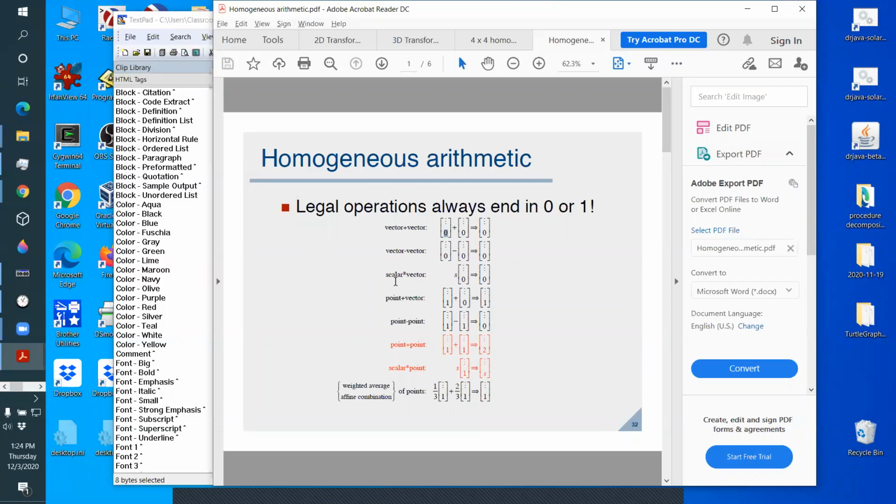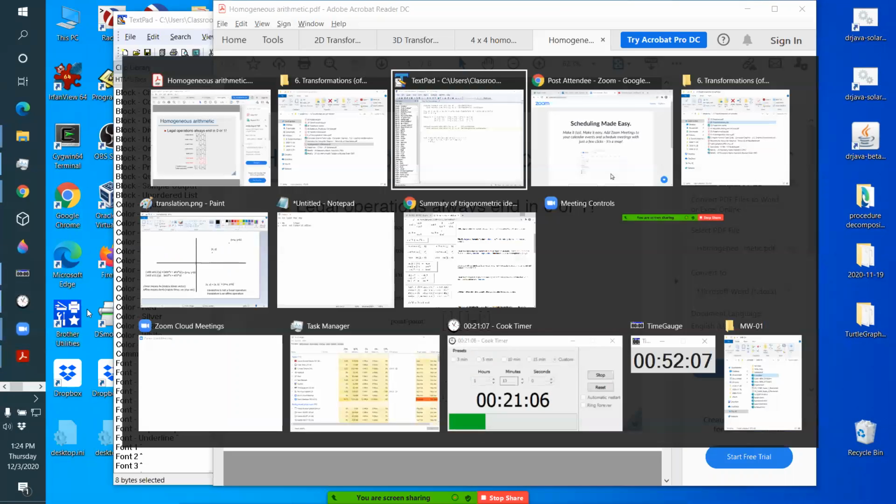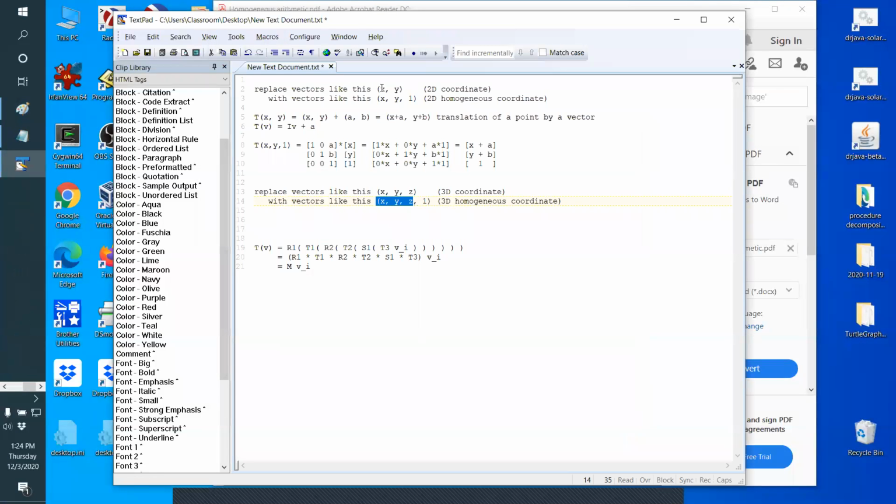A vector is a point, and a point is a vector. So in linear algebra class, when you're working with these kinds of things, (x, y) can be thought of as a point, or (x, y) can be thought of as a vector. When we switch to homogeneous coordinates, when (x, y) is thought of as a vector, we make this one a 0. When (x, y) is thought of as a point, we make this a 1.